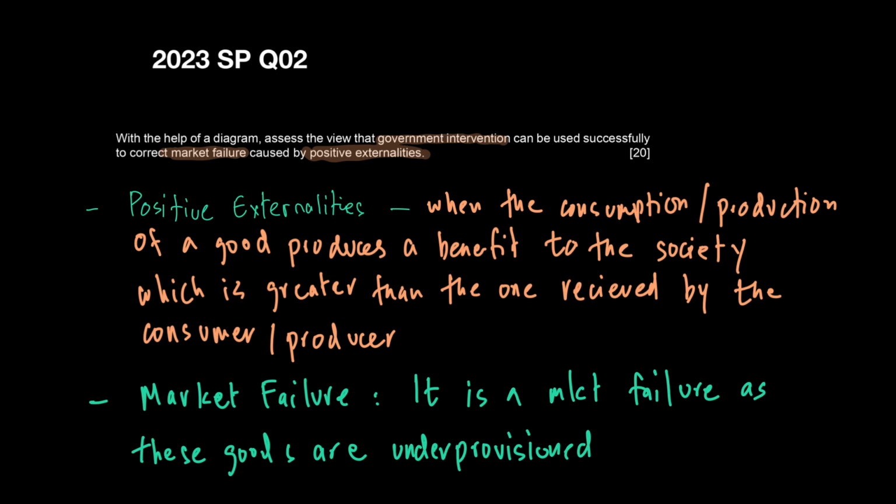And the market failure here is that the goods are under provisioned. Under provision means under consumed or underproduced. Why? Because the society would like to have more of these goods, but because the third party benefit is not factored in by either the producer or the consumer, therefore these goods are under consumed.